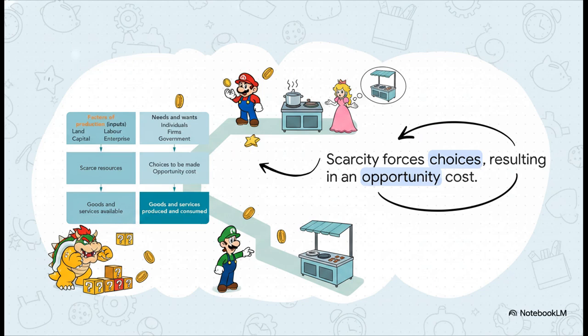So every single time any of these groups make a choice with their scarce resources, they are forced to give up the next best alternative. Economists have a special term for this: opportunity cost. Whether it's a family deciding exactly how to spend their monthly income, or a food stall owner choosing between buying a shiny new grill or opening a second stall across town, picking one path always means sacrificing the other.